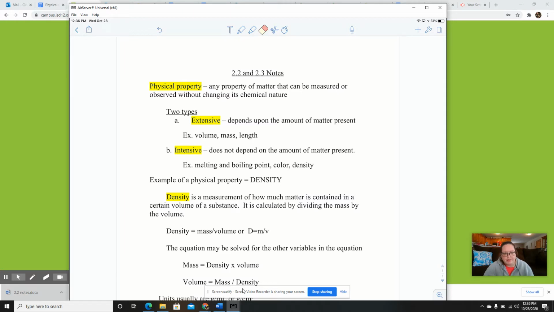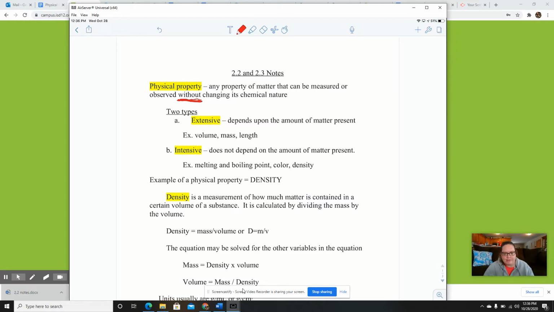A physical property is anything that you can measure or observe without changing its chemical properties or chemical nature. That's what I mean by that. You're not doing anything to it. You're just looking at what it is. So two types, extensive and intensive.